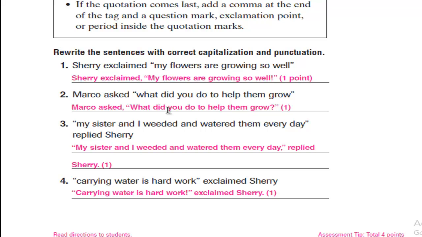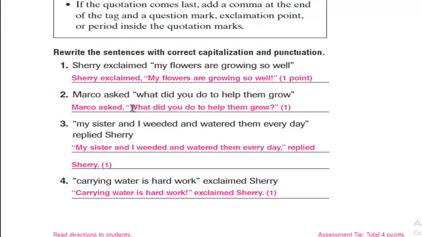Marco asked, "what did you do to help them grow?" So I have first to separate the tag from the quote. So, Marco asked, comma, and then look to the first word between the quotation marks. You will find what?